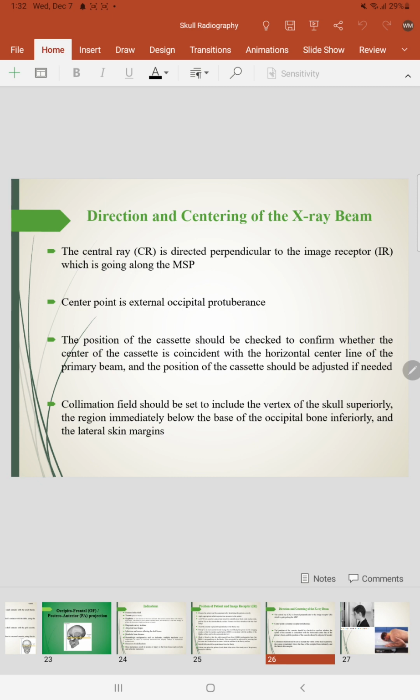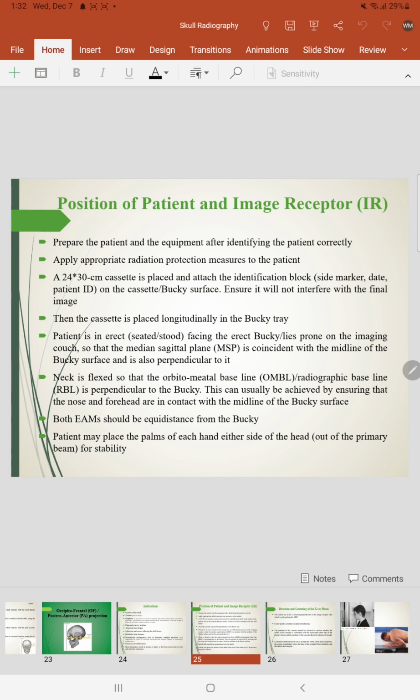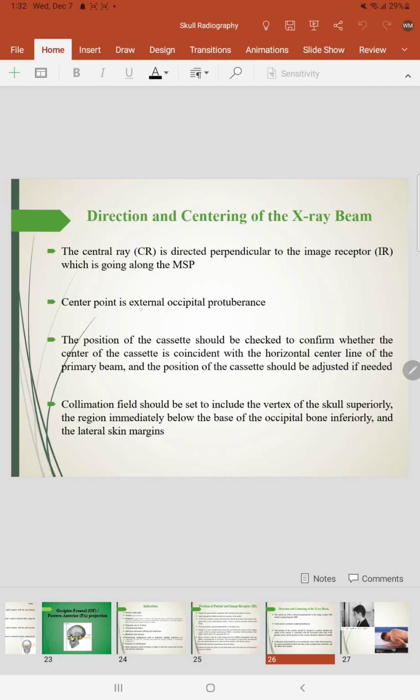Then direction and centering of the X-ray beam. The central ray is directed perpendicular to the image receptor, along the MSP, the mid sagittal plane. The center point is the external occipital protuberance.